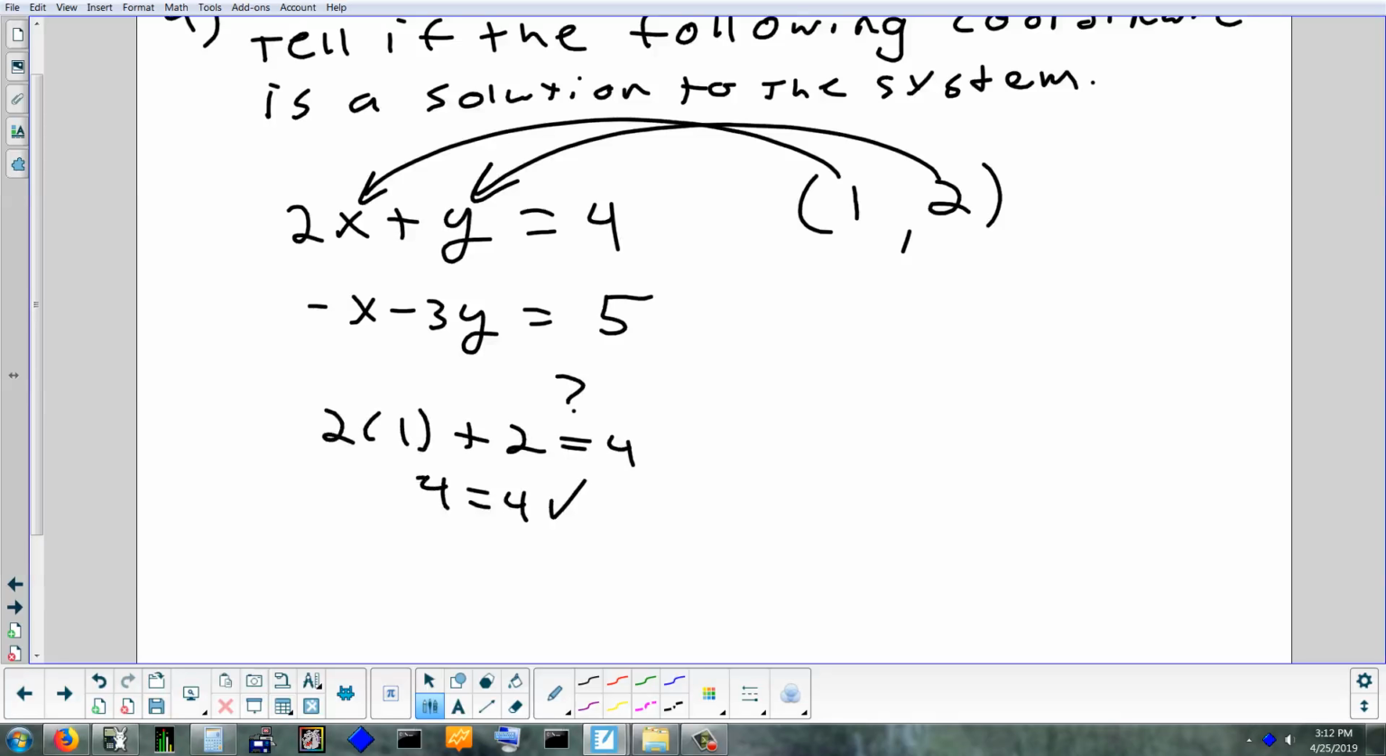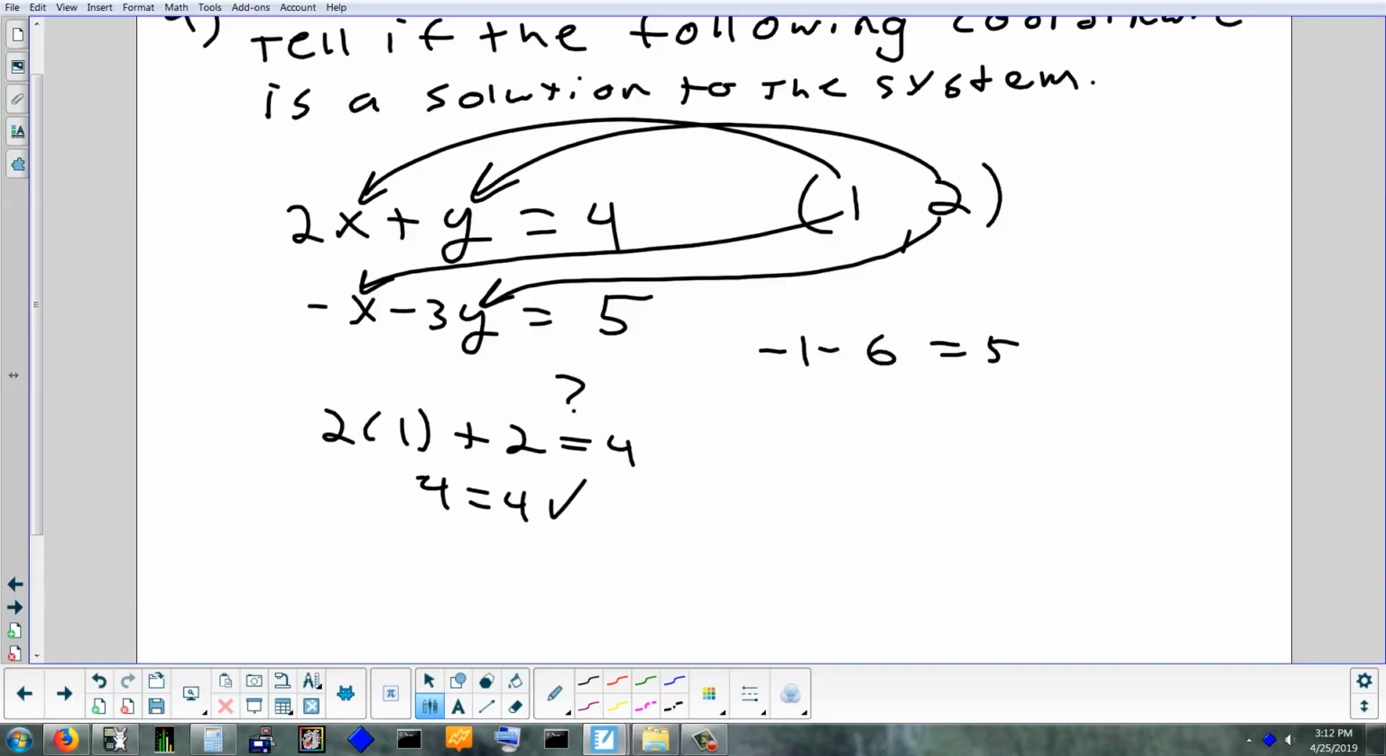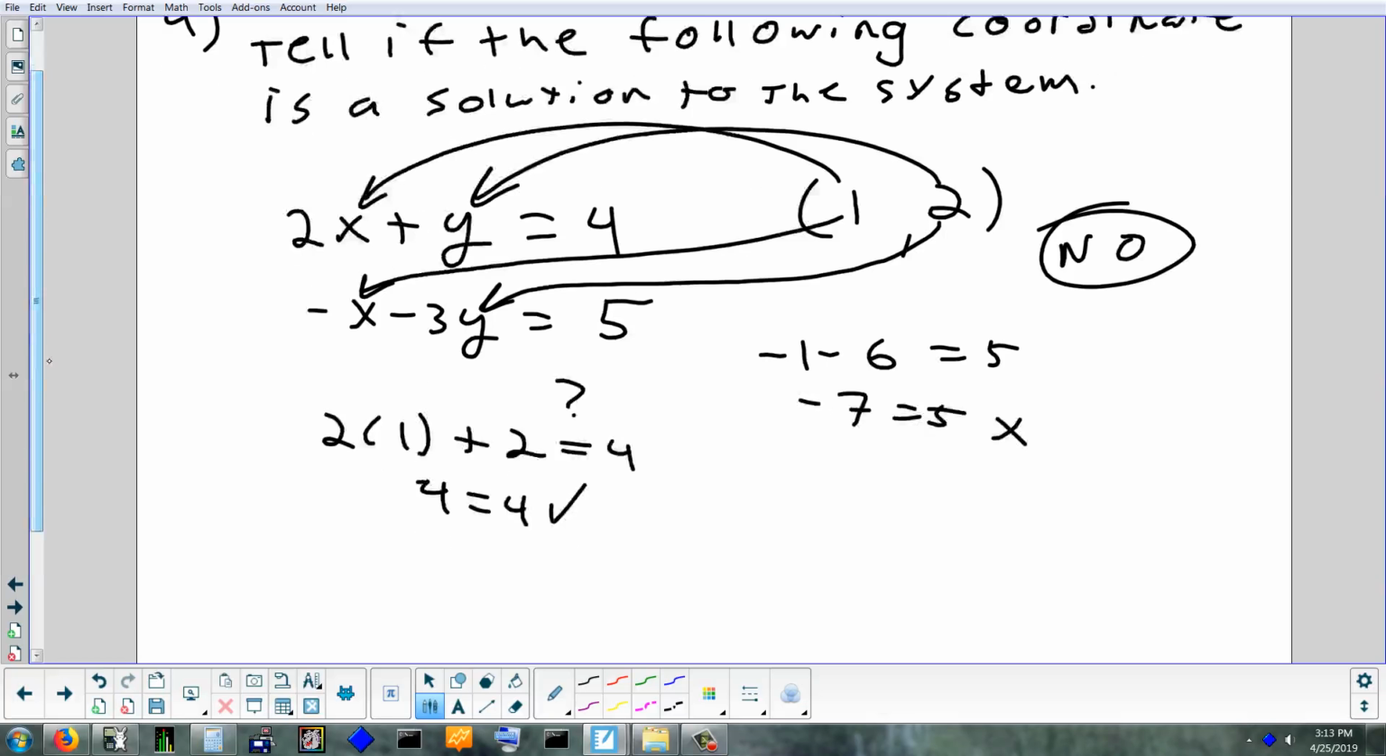So it works there. How about when we plug it into the bottom equation? Because it can't just work in one, it's got to work in both. No, because we're going to get -1 minus 3 times 2 is 6 equals 5. -1 minus 6 is -7. So it doesn't work there. It works here. So what is the answer? Is that coordinate a solution to the system? No, it's not a solution. Any question on that one? No. All right.